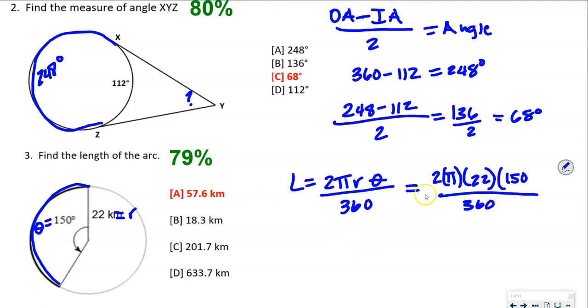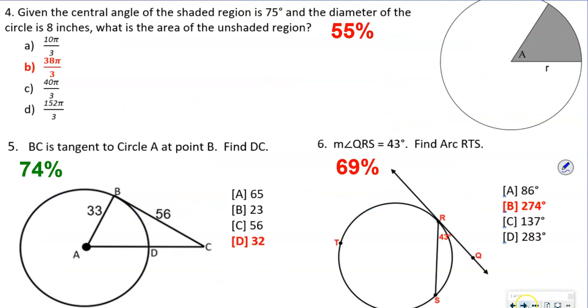So this is one of those ones we got to be careful because we actually did multiply by pi here because there is no pi in our answers, okay? Number 4 says given the central angle of the shaded region is 75 degrees. So the shaded region is 75 degrees here, and the diameter of the circle is 8 inches. Well, we don't use diameter, right? So we're going to divide this by 2, so our radius is going to be equal to 4.